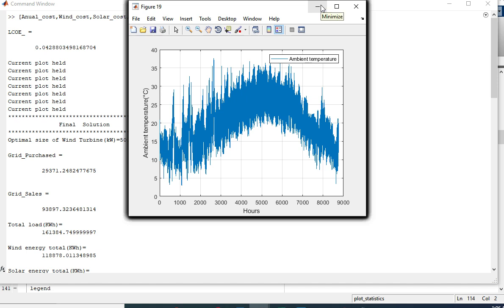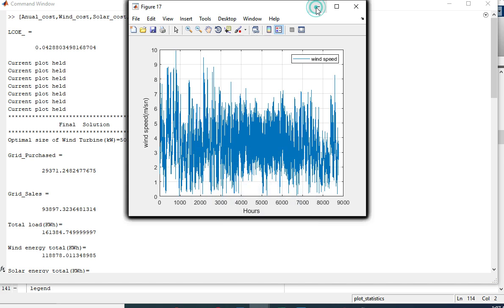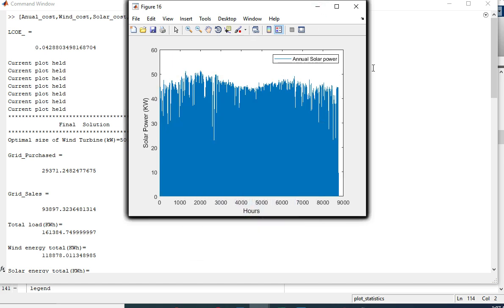This is the ambient temperature profile for the whole year. And this is the solar irradiance profile in watts per meter square for the whole year. Whenever you see an 8760-entry plot, it means the x-axis has the hours in a year, and the y-axis has whatever the parameter is. So it's an annual profile of solar irradiance. This is the annual wind speed. And this is the annual power generated by the solar.